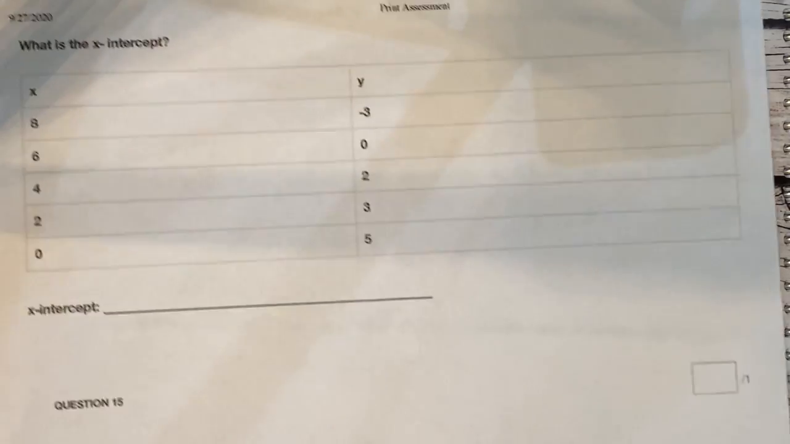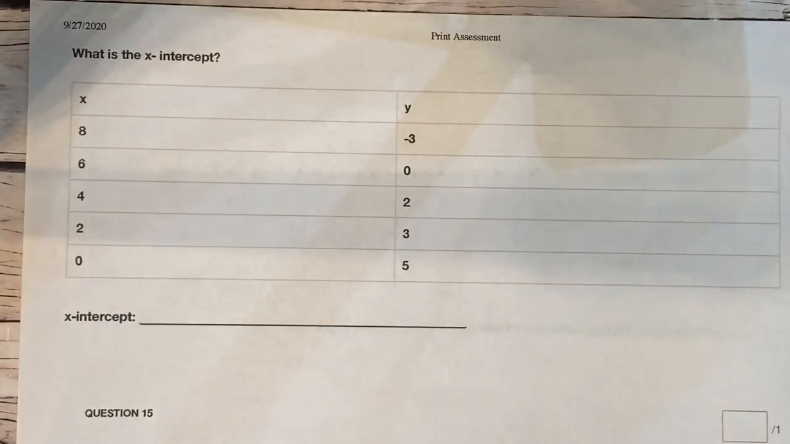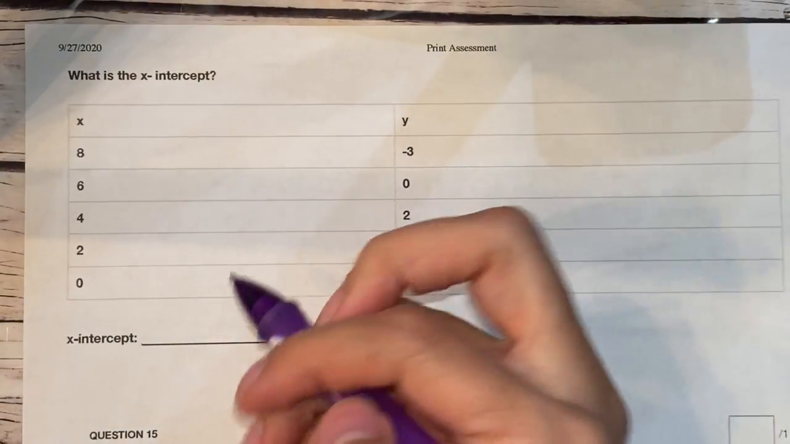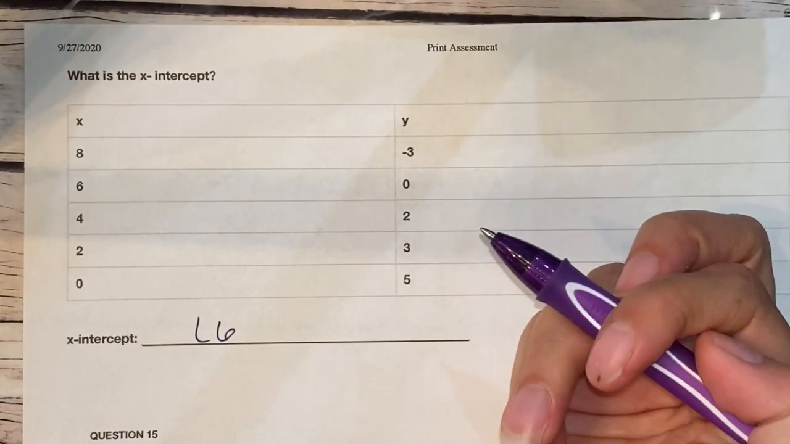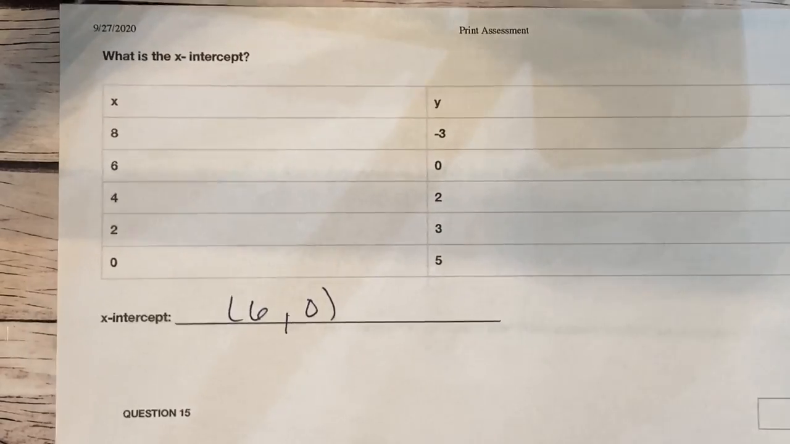Okay, same table, and we did already list out those points. I'm just going to bring that table back. So we saw that 6, 0 was actually our x-intercept. So we would put 6, 0. And that would be it for that one.